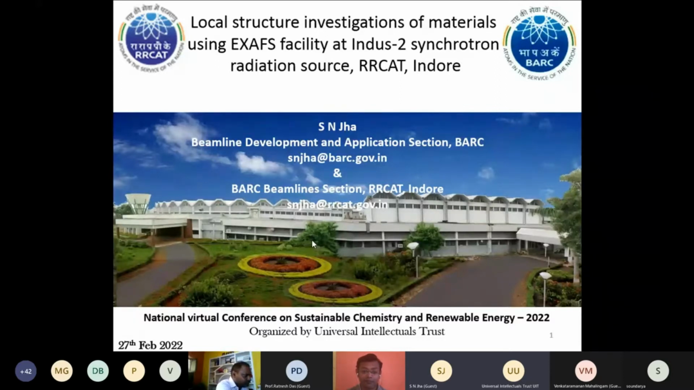And with this, I will now start my talk. This is the topic: local structure investigations of materials using the extended X-ray absorption fine structure facility at Indus 2 Synchrotron Radiation Source, RRCAT Indore. The background photograph is the view of the two sources, the only sources of India. This is the Indus 1 entrance, and this is the Indus 2 entrance. We'll hear more in the next slides.